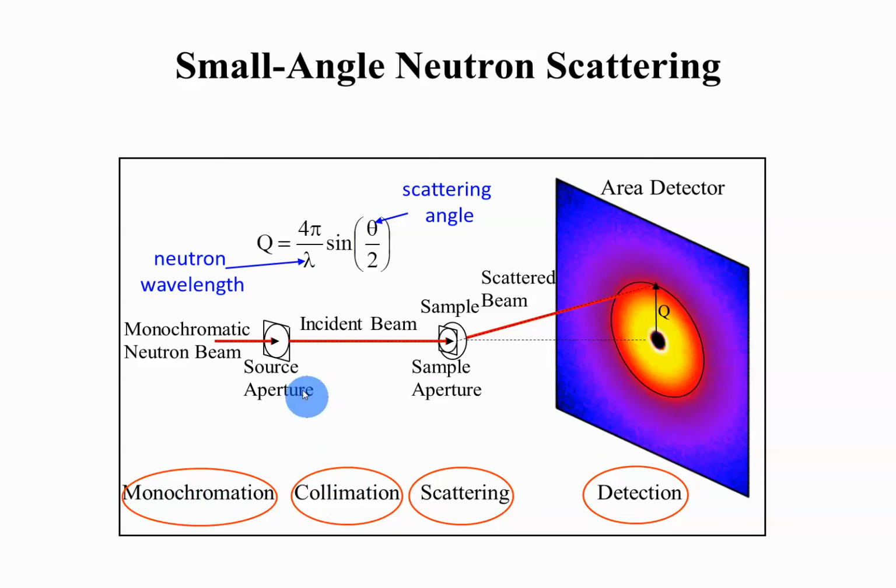Then collimation using 2 apertures, source aperture and sample aperture, then scattering. Here we have a number of sample environments, and then neutron detection using an area detector. The scattering variable is inversely proportional to the neutron wavelength and proportional to the scattering angle. Remember, this figure is not to scale. The instrument is about 30 meters long, but the detector is about 64 centimeters in size.